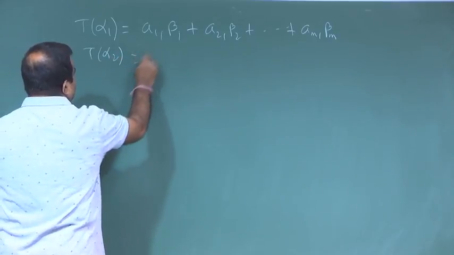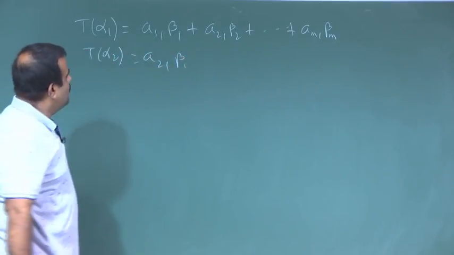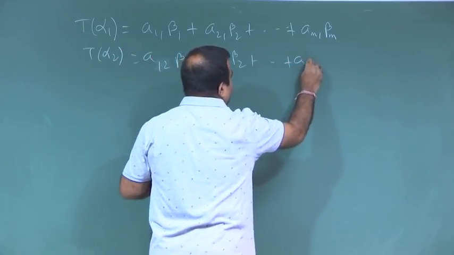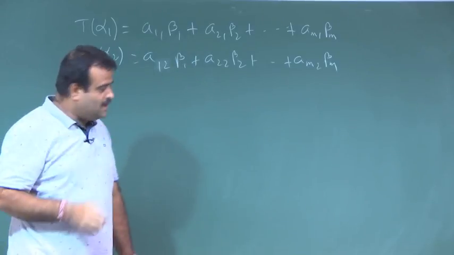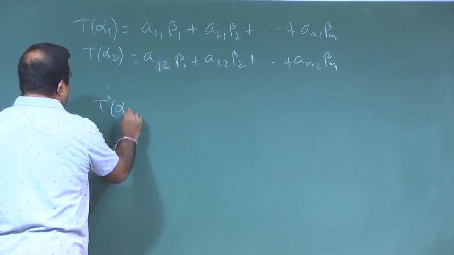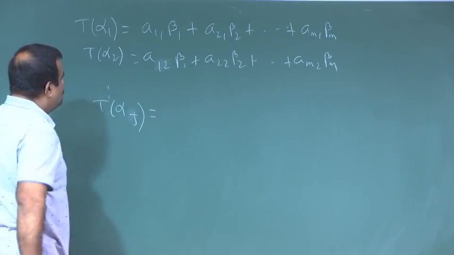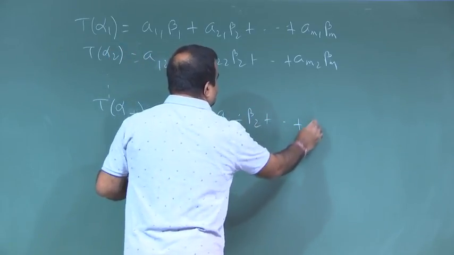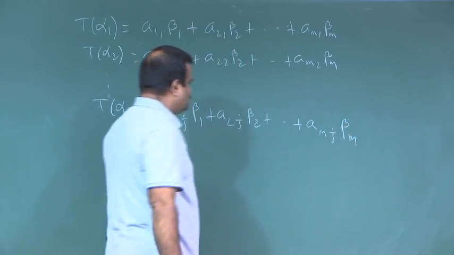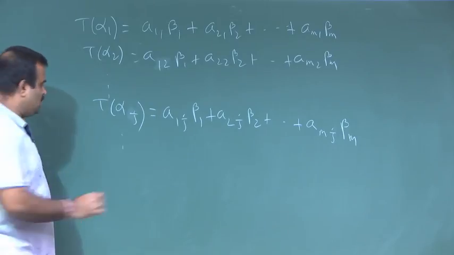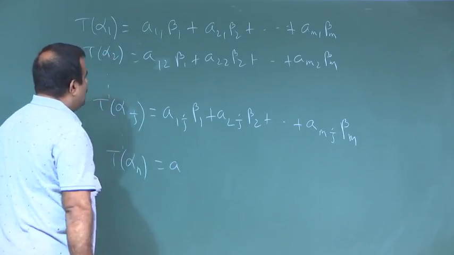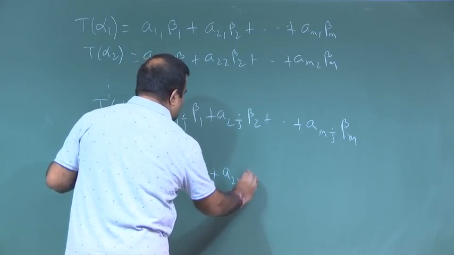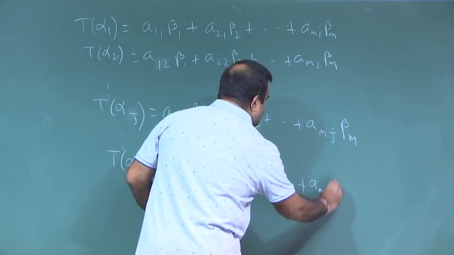Similarly, T of alpha 2 we can write as a 1 2 beta 1 plus a 2 2 beta 2 plus dot dot dot a m 2 beta m, this way. Okay. So, this way we continue. T of alpha j will be written as a 1 j beta 1 plus a 2 j beta 2 plus dot dot dot a m j beta m. We have alpha 1, alpha 2, ..., alpha n. T of alpha n is equal to a 1 n beta 1 plus a 2 n beta 2 plus dot dot dot a m n beta m.